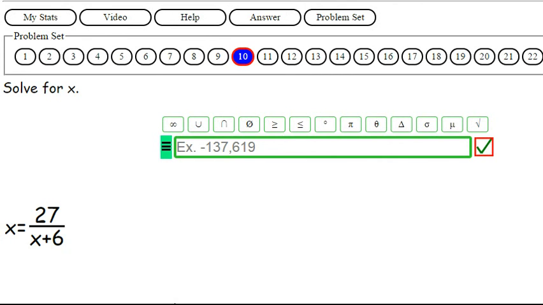So we have x is equal to 27 over x plus 6. Well, that looks like a pretty easy problem. For me anyway. It looks like it, but looks could be deceiving, right? X is equal to 27 over x plus 6.